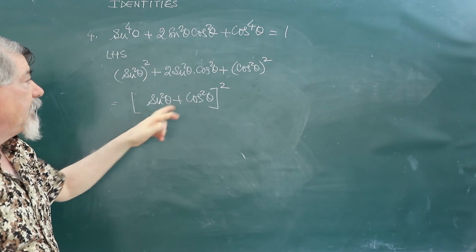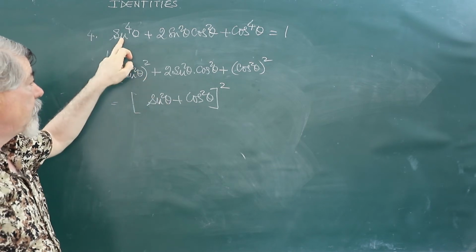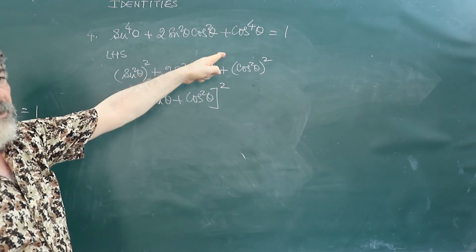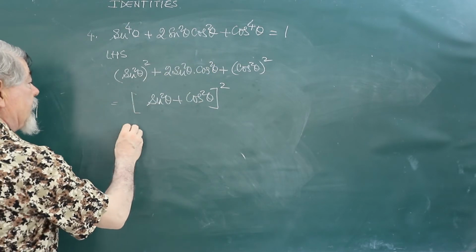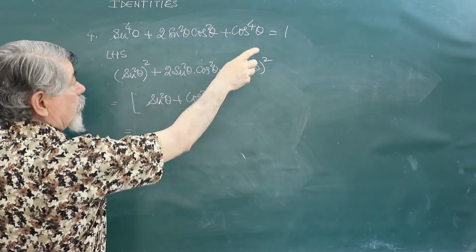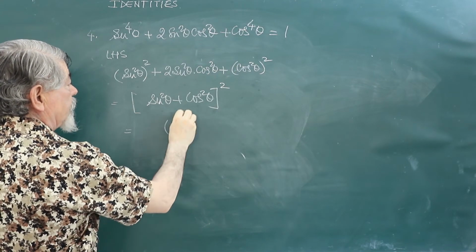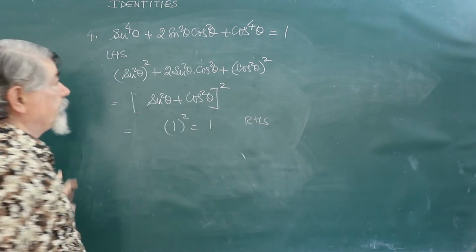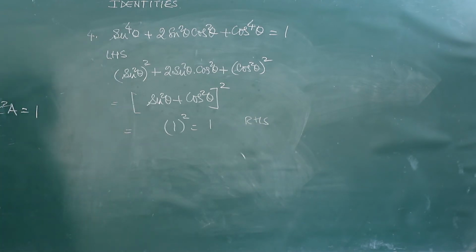If I square it, I'll get sine 4 theta plus double the product of first and second term plus cos 4 theta. Sine square theta plus cos square theta is 1, so 1 to the power 2 will be 1, which comes out to be the right hand side. So from the left hand side, again we achieved the right hand side.